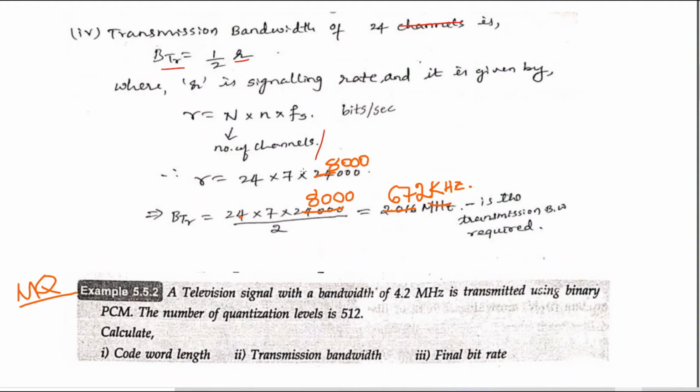Now using this, we can calculate R, and substituting the value of R in the bandwidth equation for 24 signals, we get 672 kilohertz as the transmission bandwidth. So it is directly proportional. If you go on increasing the number of signals, the required bandwidth also goes on increasing at the same rate.